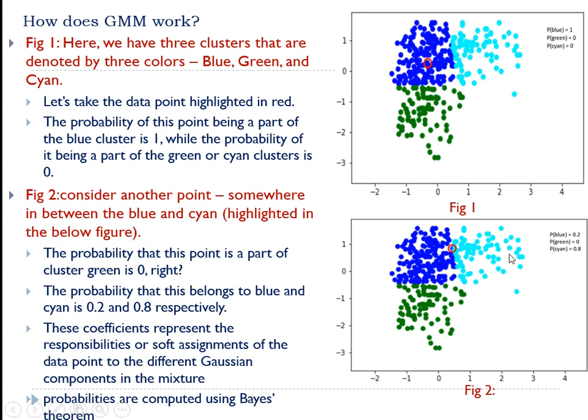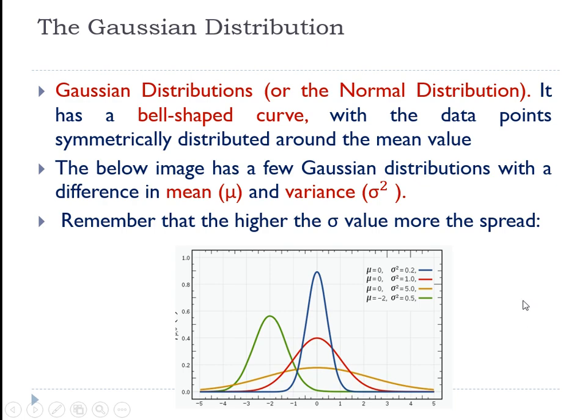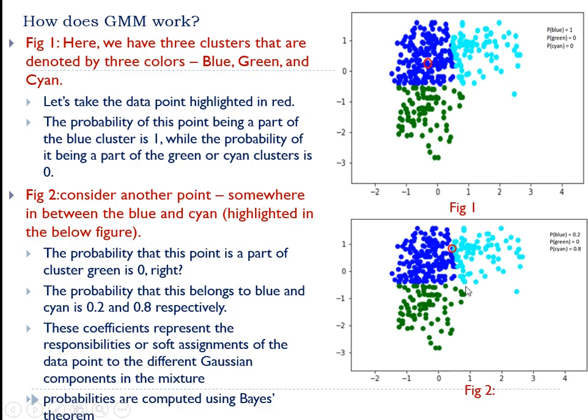So this is how Gaussian mixture models should show their results, or how they do the clustering. Basically the probabilities, which are called coefficients, represent the soft assignments of a data point to a particular cluster. Now coming to the next question, how are these probabilities calculated? In a Gaussian mixture model, the probabilities are usually calculated using the Bayes theorem. We are not going into the details of how Bayes theorem works here.